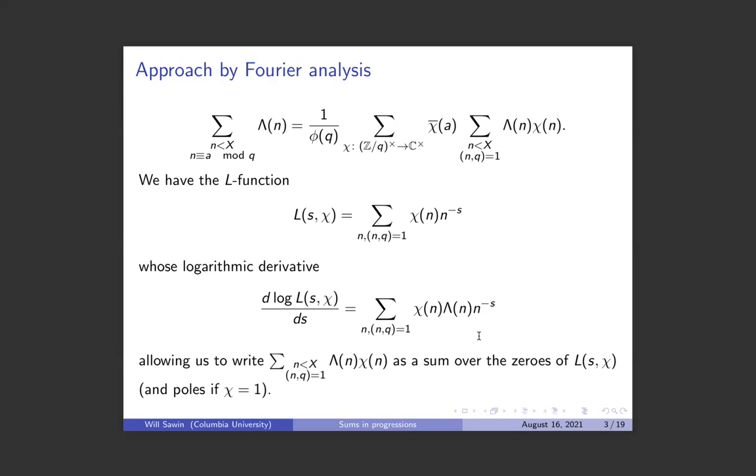And then using this as a counting integral, we can extract the sum of lambda against chi over some range by integrating this logarithmic derivative over a suitable contour. And then by contour shifting, we can give an explicit formula for this as a sum over zeros of L(s, chi). So we're using the fact that L(s, chi) is a global holomorphic function. If chi is trivial, it will have a pole, and so we also have a term for the pole.